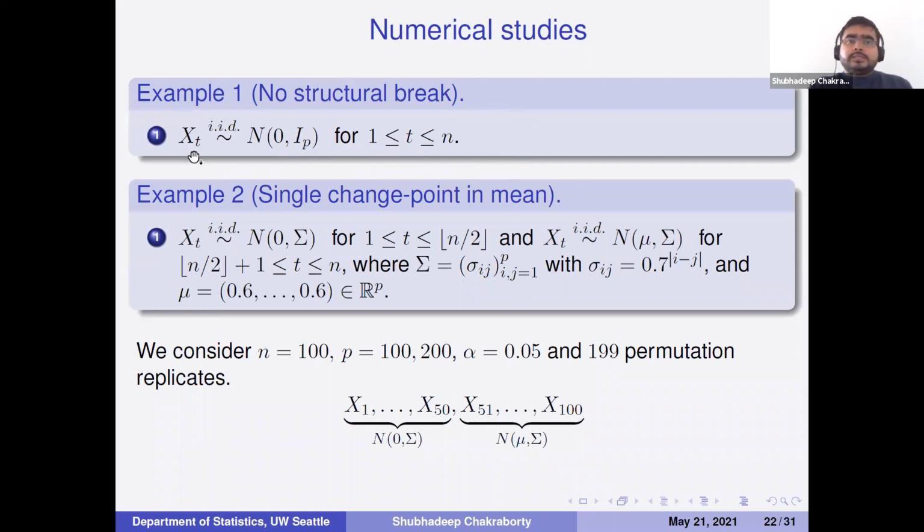That is, all the observations x1, x2, ..., xn come independently from a multivariate normal with zero mean and identity covariance matrix. In the second example, we consider a single change point in mean. The first half of the observations we draw from a zero mean multivariate normal with an AR1 covariance structure, and the second half we draw from a multivariate normal with the same covariance structure, but with a slightly changed mean.